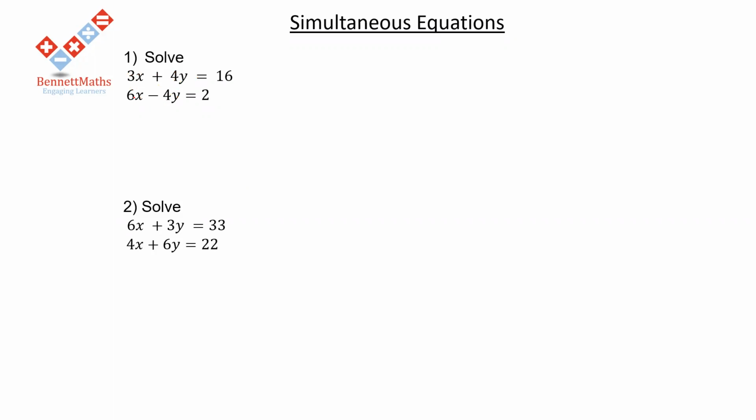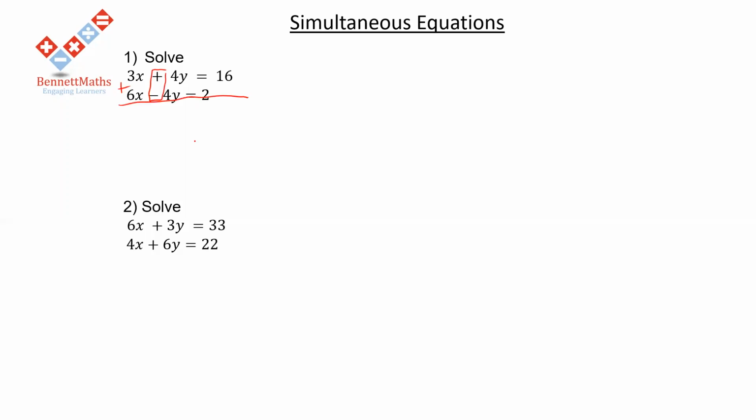So x's have a 3 and a 6, they're different. The y's have a 4 and a 4, so they are the same. We can now focus on the signs in front. If they have different signs, then we add the equations together because we want to eliminate that value of y.